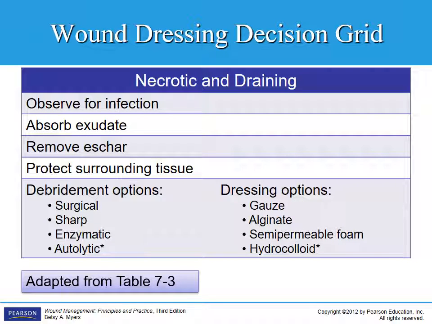Necrotic and draining, again, want to observe them for infection because it is draining. You want to absorb that drainage or that exudate. You want to remove whatever necrotic tissue there is there, the eschar, and protect the surrounding tissue. So again, this lists your debridement options and your dressing options.